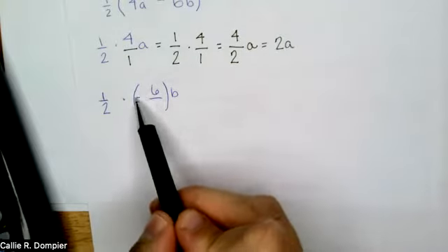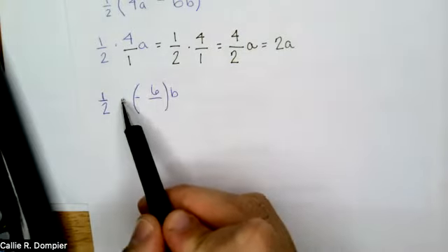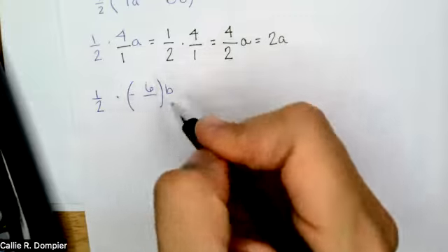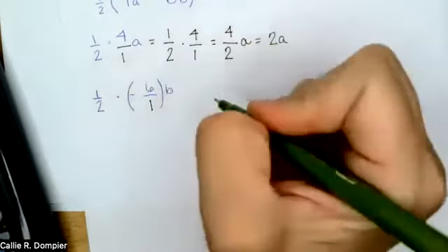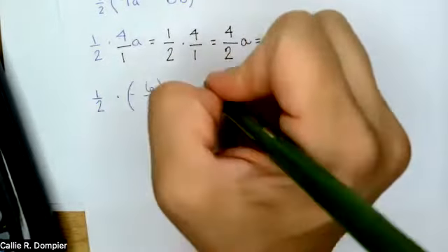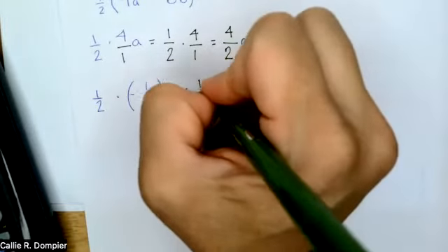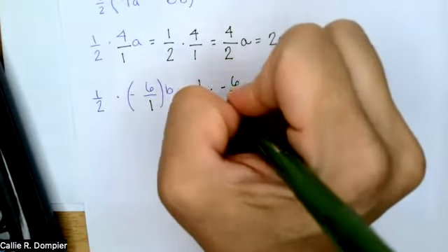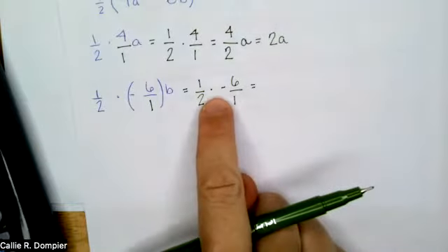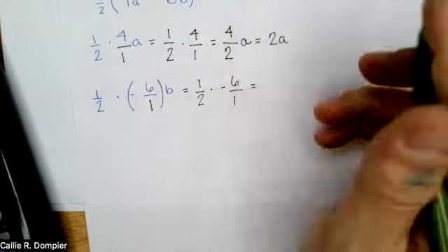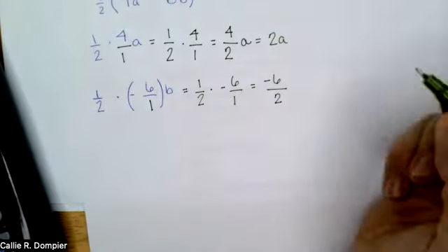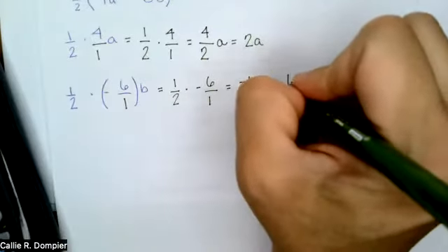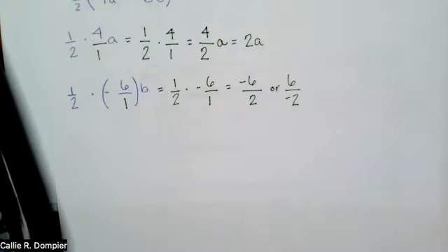I made parentheses because I wanted the negative to be included and it's multiplication. So I could have put the b inside. Doesn't matter. The b could be inside or outside. So again, if I want to turn that into a fraction, I just put it over 1. So we have 1/2 times -6/1. I can put the negative with the 6 or with the 1, it doesn't matter. So 1 times -6 is a -6. 2 times 1 is 2, right? Or I could have said +6 over -2, either one.